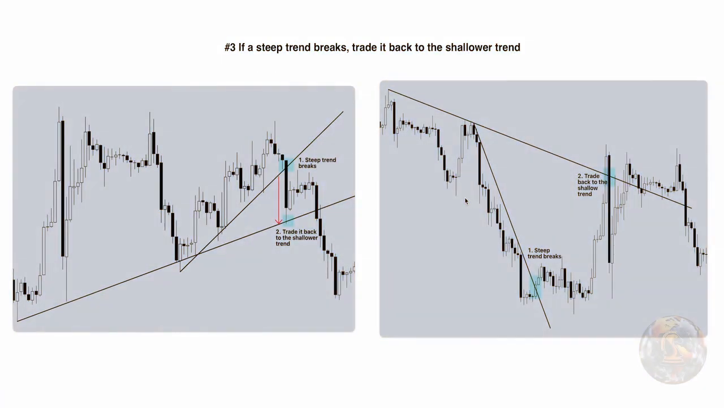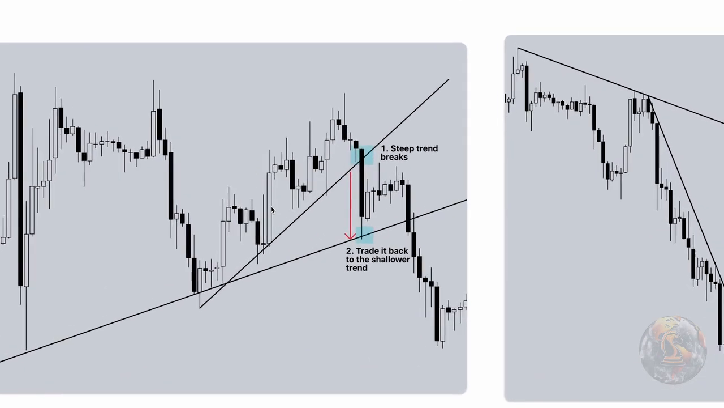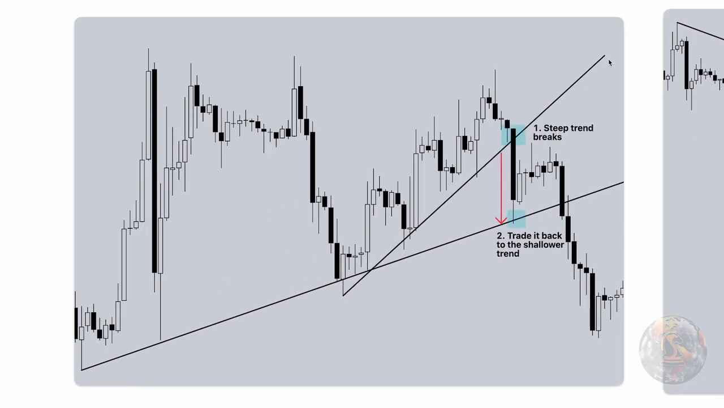Rule number 3, if a steep trend breaks, trade it back to the shallower trend. So let's explain this. You can also begin to exit a position in this rule, we'll talk about it in a second. All right, here we have a steep trend line. If you know what the word steep means, it means at a sharper angle. So the one that's going up faster is steeper, and then the shallower is the flatter trend line here.